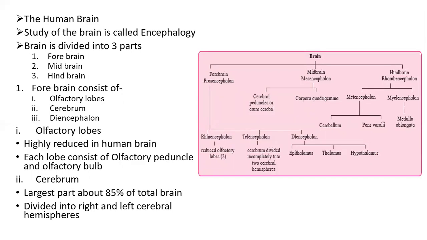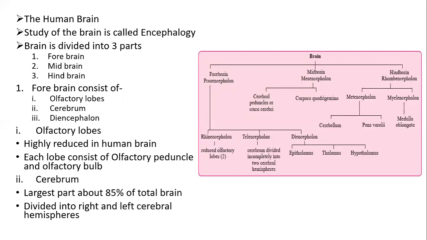The study of the brain is known as encephalology. This brain is divided into three parts, that is forebrain, midbrain, and hindbrain, as we have seen. Now let us see the forebrain first. Forebrain consists of three parts, that is olfactory lobes, cerebrum, and the diencephalon. First one is olfactory lobes. These are highly reduced in human brain and covered by cerebrum from all sides except the ventral side, म्हणजे खालच्या बाजूला. Each lobe consists of olfactory peduncle and olfactory bulb.